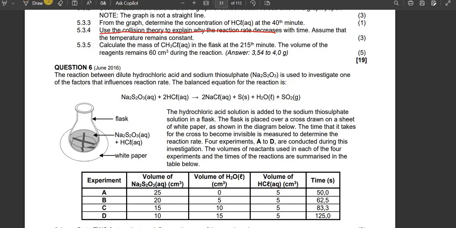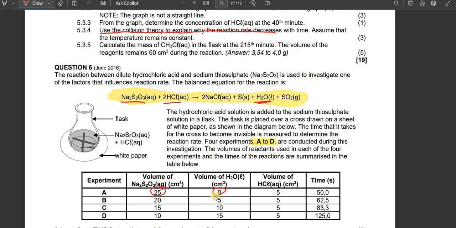Now, this one here, sodium thiosulfate. Remember we talked about sodium thiosulfate, so already you know we're dealing with the cross, obscuring the view of the cross. Now they did 4 experiments, A to D, and on those experiments, now check, they looked at the volume of the sodium thiosulfate. Here it was 25, and in the volume of the water it was 0. Why was it 0? Because when you start there, you only have this and that, you don't have water, so it's still 0.